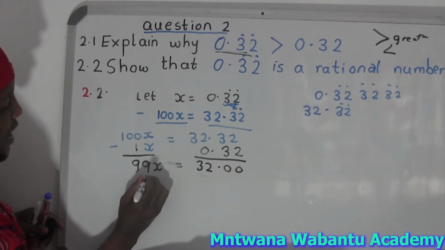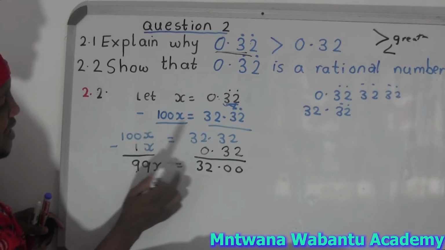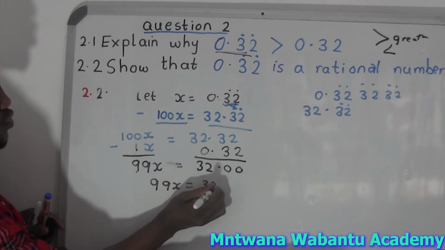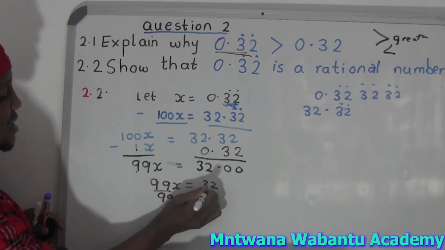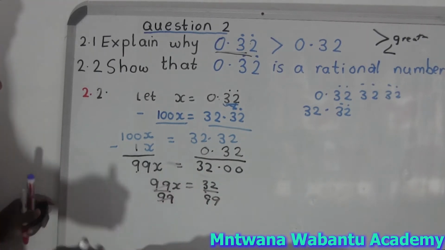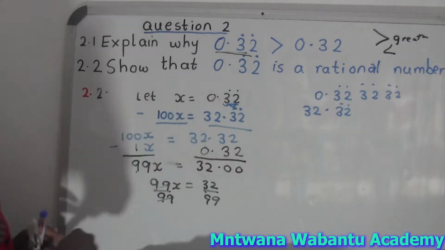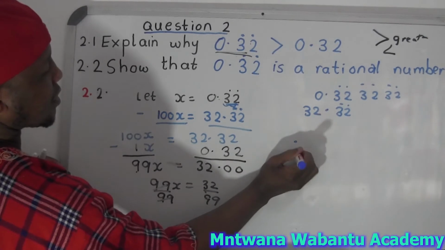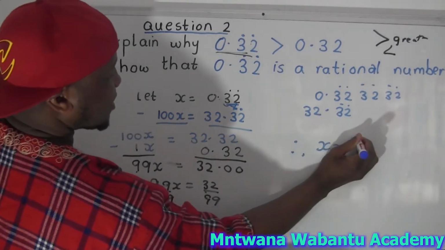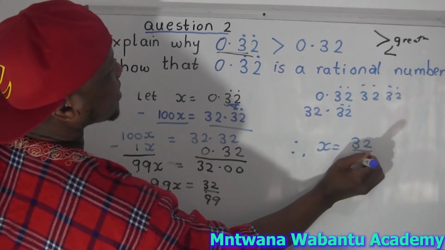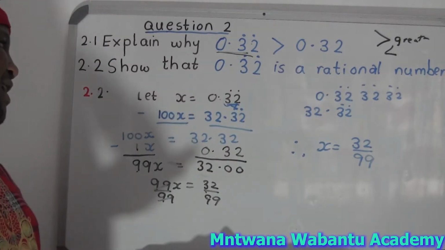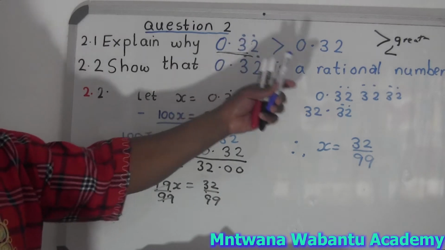So now we can divide by 99 throughout. So 99x equal to 32, divide by 99 on this side and divide by 99 on that side. This cancels, so x finally equals 32 over 99. You can even check on your calculator: plug in 32 over 99, and it's going to give you 0.32, 32, 32, 32.